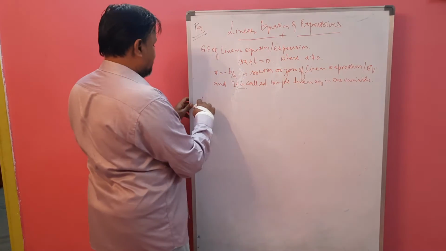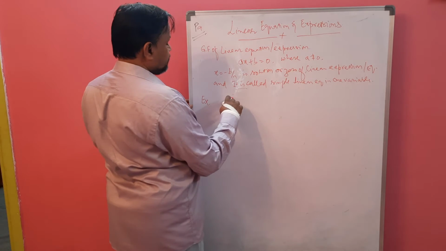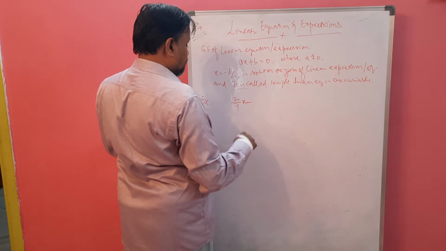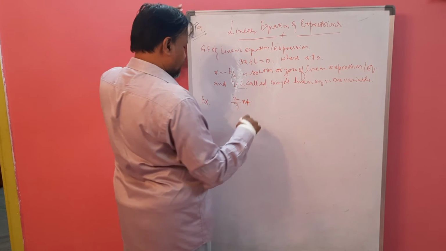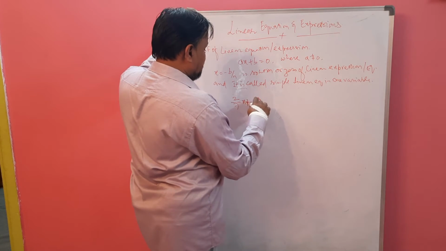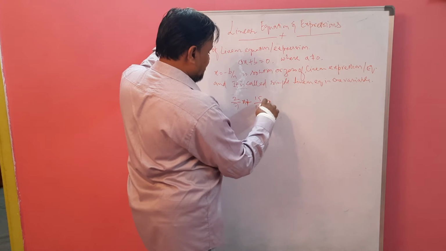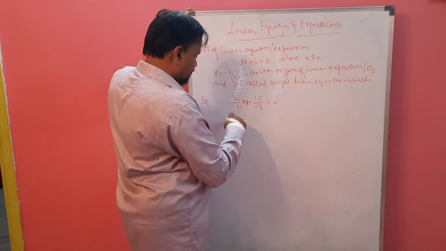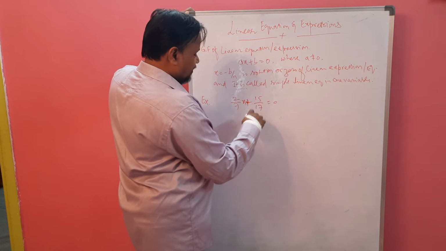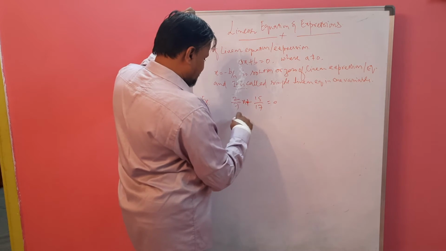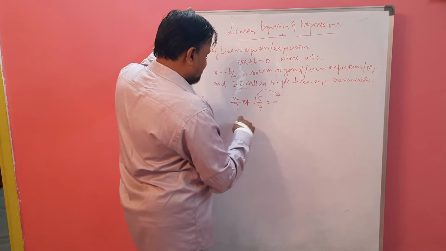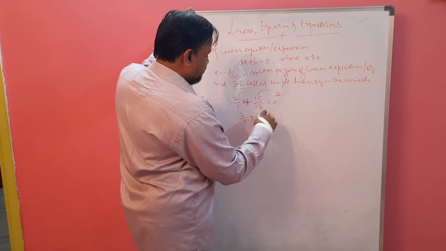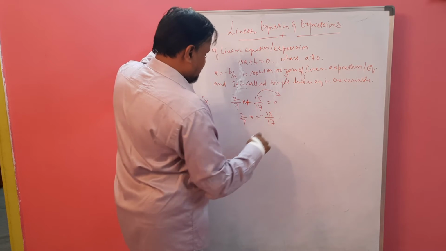Next example. 2 by 7x plus, we are taking plus 15 by 17 equal to 0. Some typical value is there. Whether we are getting exactly 0 or not, we have to check that. Now move this number again to that side. So this is nothing but 2 by 7x equal to minus 15 by 17.